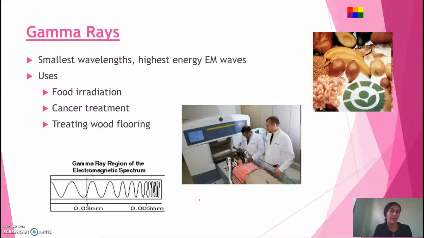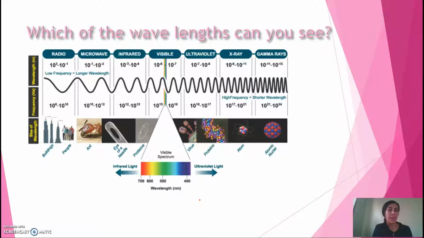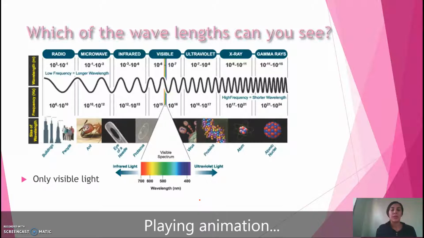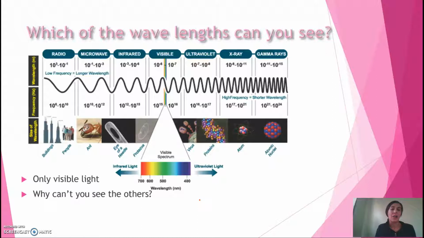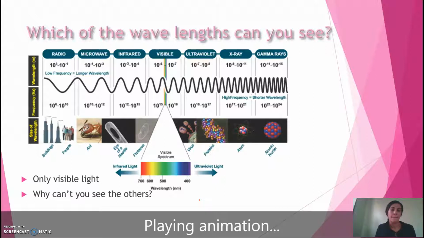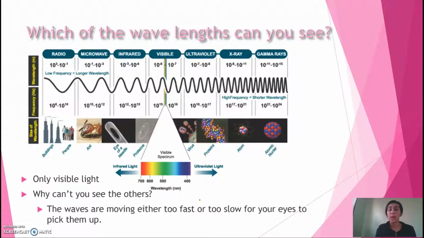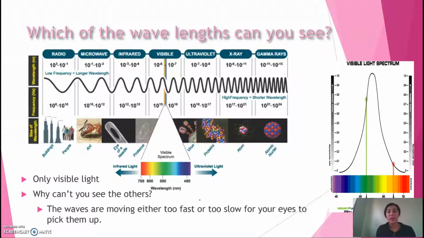So just a check-in question here: which of those wavelengths can you see? Only the visible light is what you can see. Why can't you see the others, though? The waves are moving either too fast or too slow for your eyes to pick them up. So our eyes are specialized for a certain wavelength, and that is the visible light spectrum here.